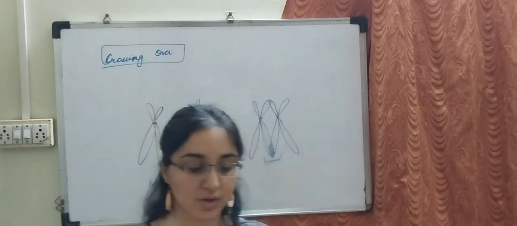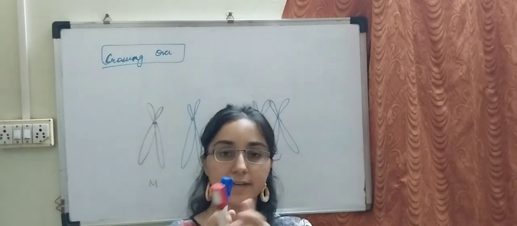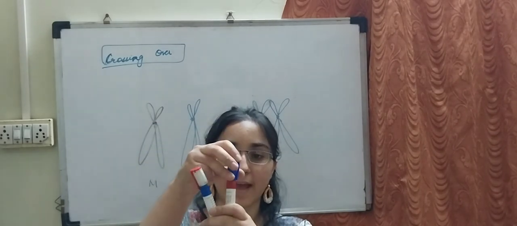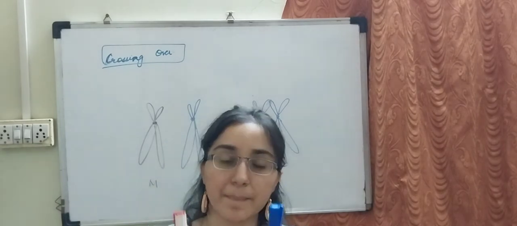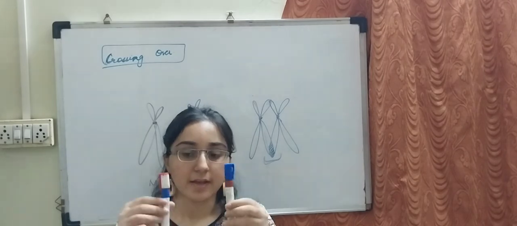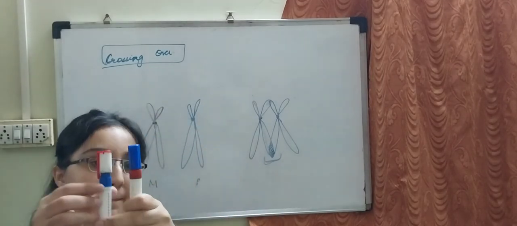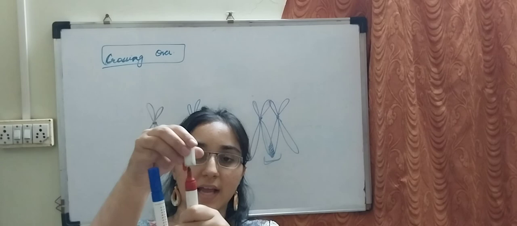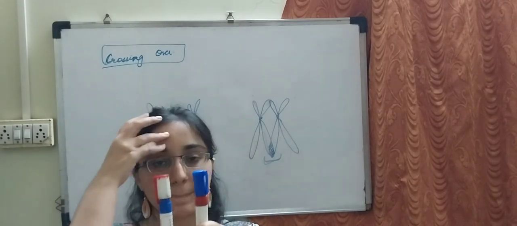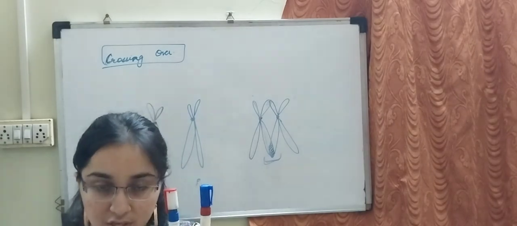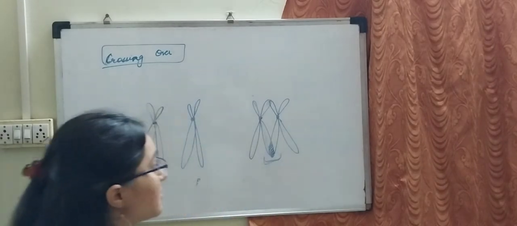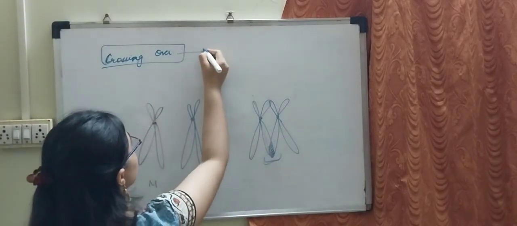So I told you that they came, they held each other, and they exchanged their parts, and something new formed, a new combination is formed. Okay, so this is a new combination. Earlier it was like this, and now there is a formation of a new combination. This new combination is known as recombination. Okay, and this is what is known as crossing over.